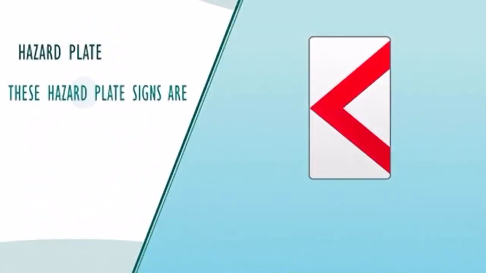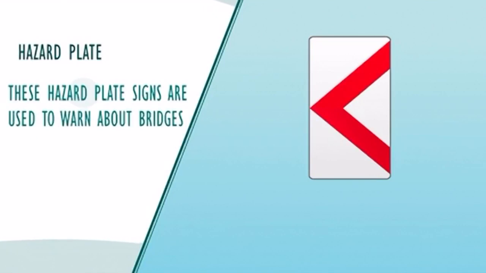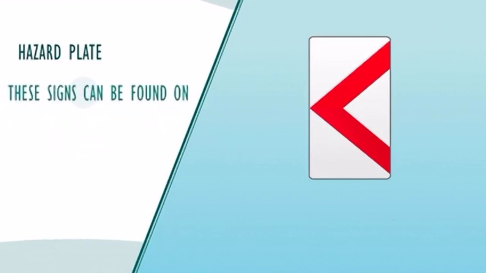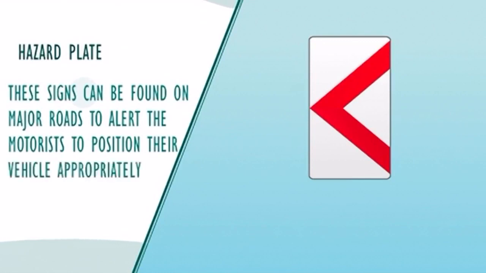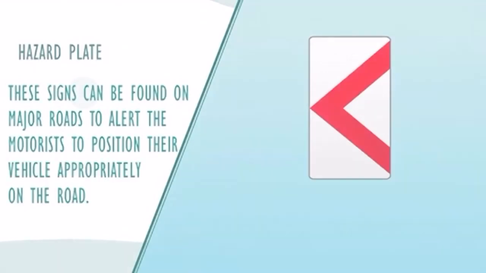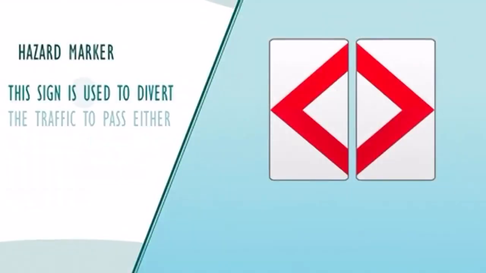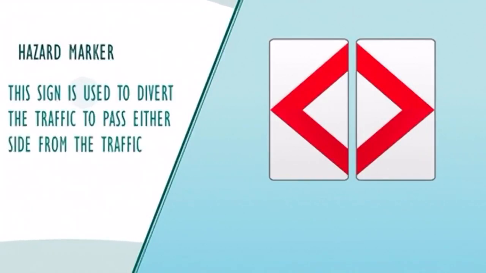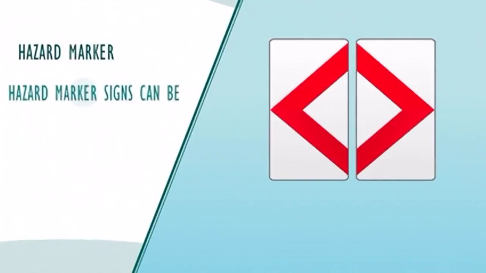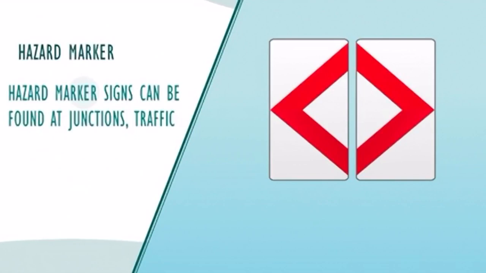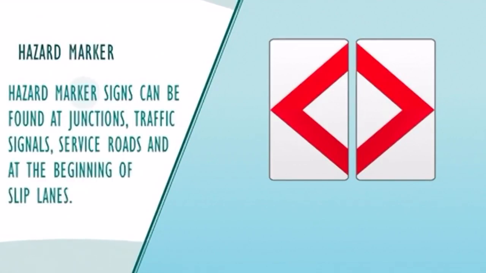These hazard plate signs are used to warn about bridge and guardrails. These signs can be found on major roads to alert the motorists to position their vehicle appropriately on the road. This sign is used to divert the traffic to pass either side from the traffic island. Hazard marker signs can be found at junctions, traffic signals, service roads, and at the beginning of slip lanes.